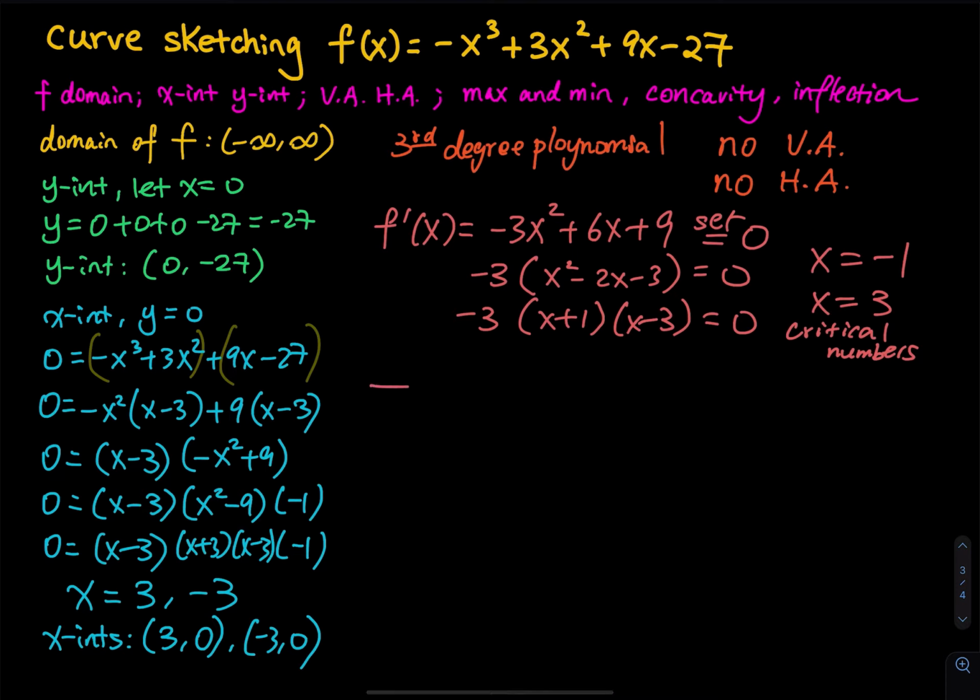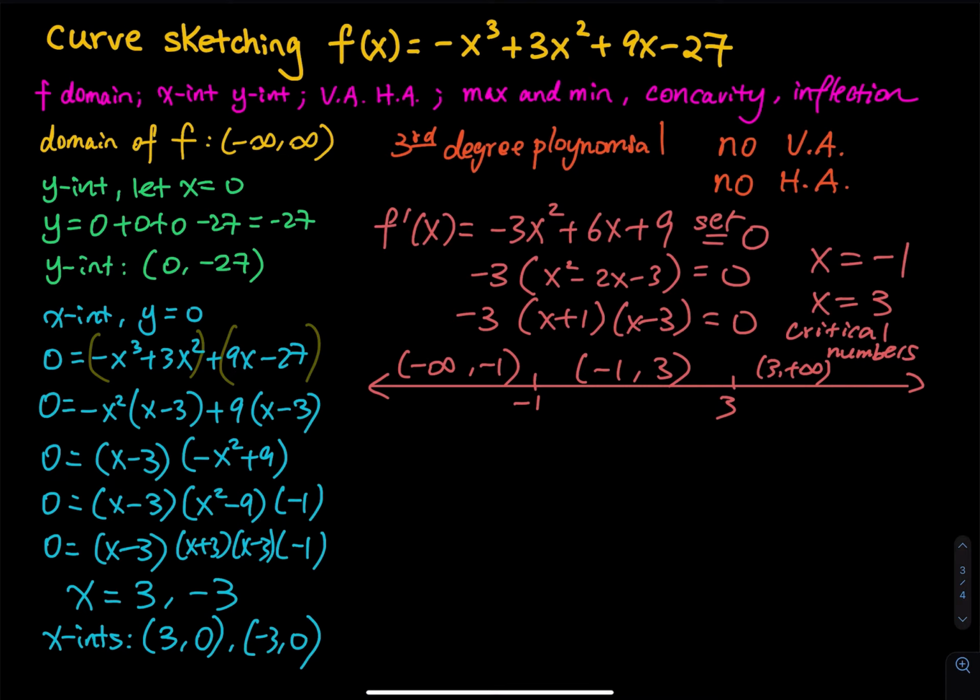All right, and then you have to use these critical numbers to set up your test intervals. So we have a number line, and then we have negative 1 and positive 3, so that creates 3 test intervals: from negative infinity to negative 1, from negative 1 to 3, and from 3 to positive infinity. And then the next step is you have to grab a number within every single interval. So let's say x equals negative 2, x equals 0, and x equals 4.